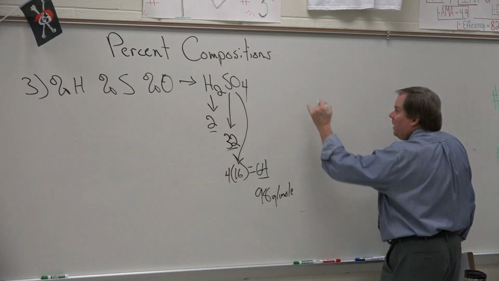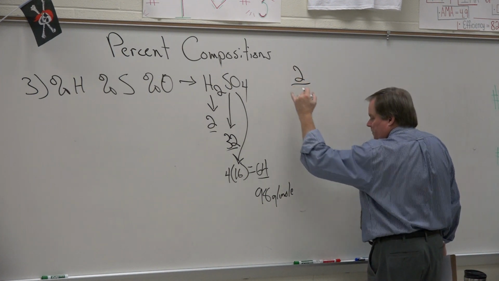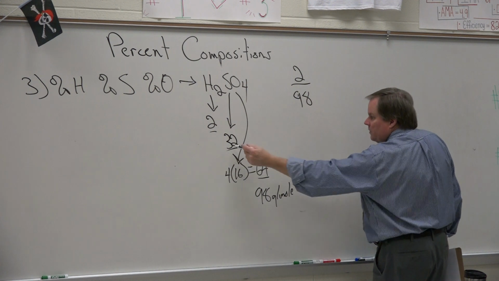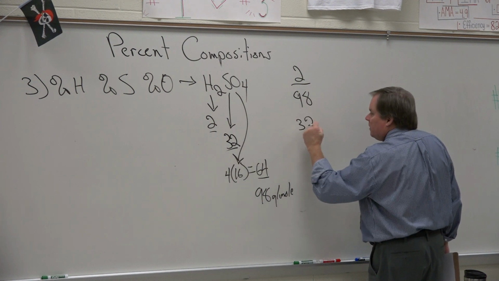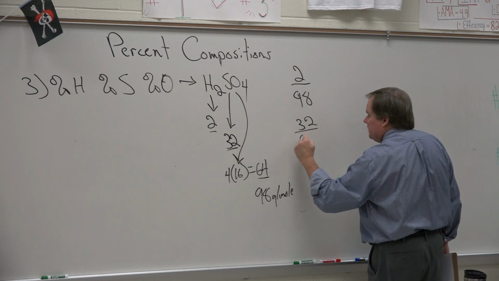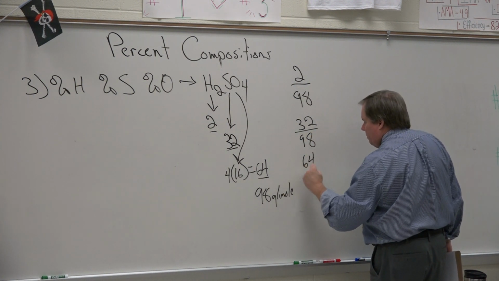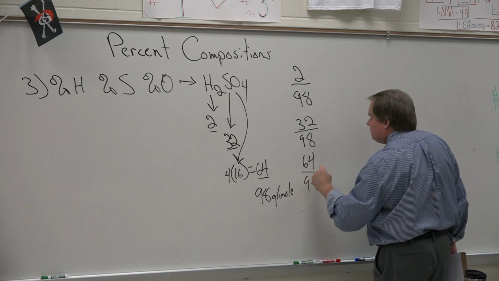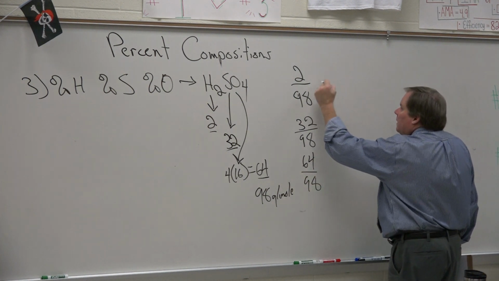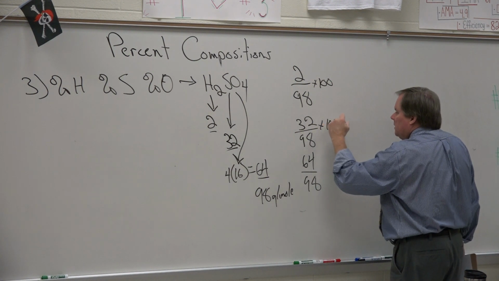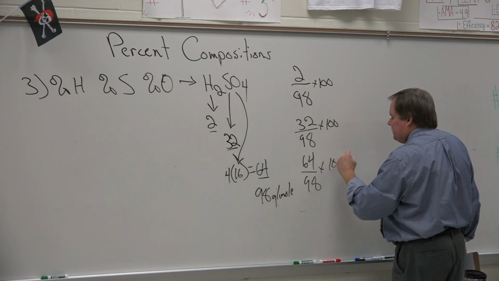Our ratios are 2/98 for the hydrogen, 32/98 for the sulfur, and then lastly 64/98 for the oxygen. Times 100%.